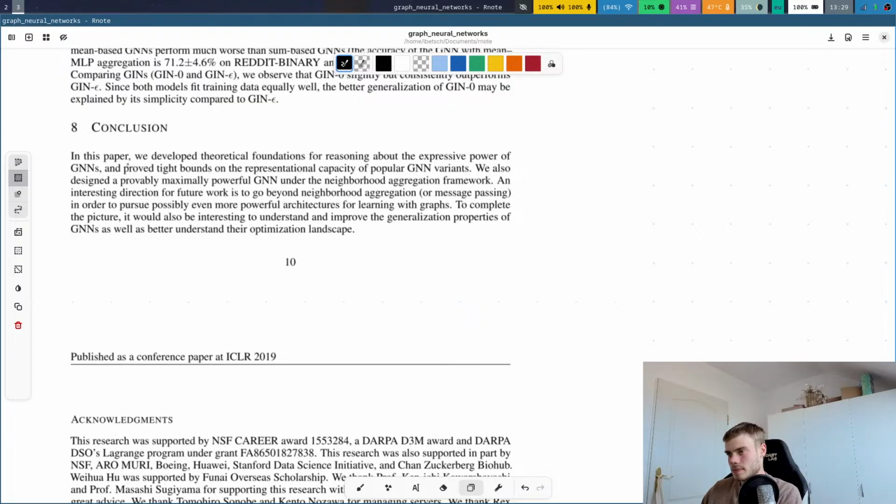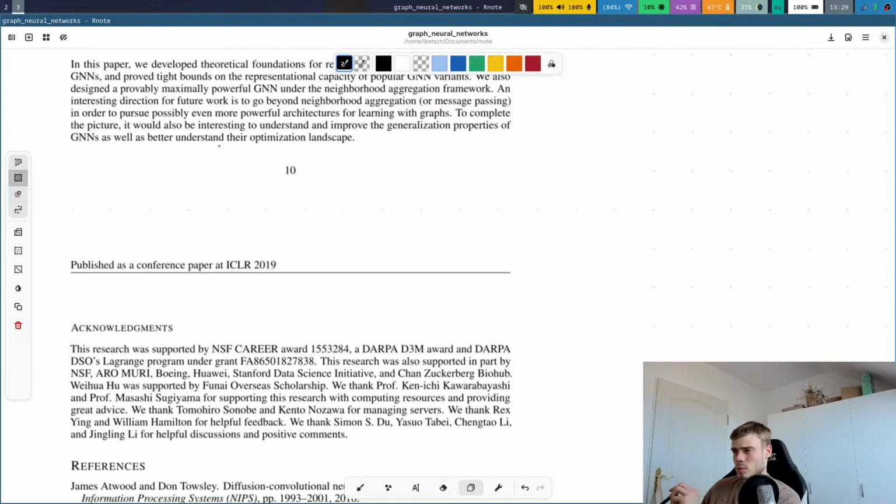Okay, so we also designed a provably maximally powerful GNN under the neighborhood aggregation framework. An interesting direction for future work is to go beyond neighborhood aggregation or message passing in order to pursue possibly even more powerful architectures for learning with graphs. To complete the picture, it would be also interesting to understand and improve the generalization properties of GNNs, as well as better understand their optimization landscape.